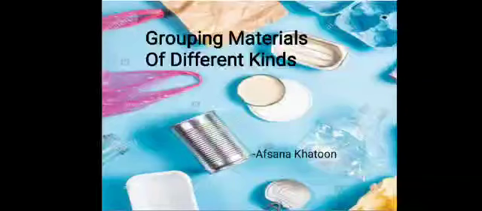Hello everyone. Today we will discuss chapter 5 of your science textbook, that is grouping materials of different kinds. Students, in this chapter you will learn about different kinds of materials around you and the properties of those materials, that is appearance, hardness, solubility or insolubility, density, and transparency. So let's begin with the introduction.